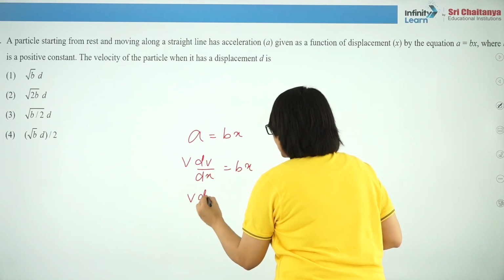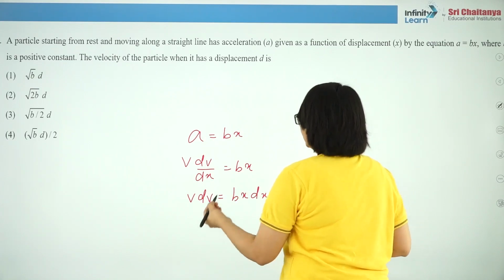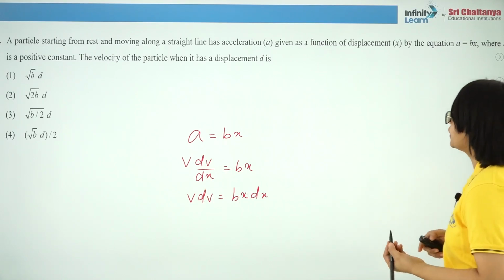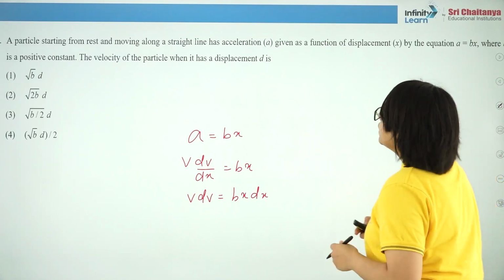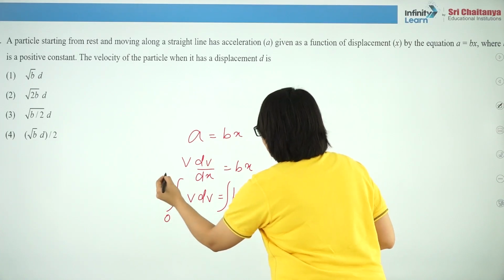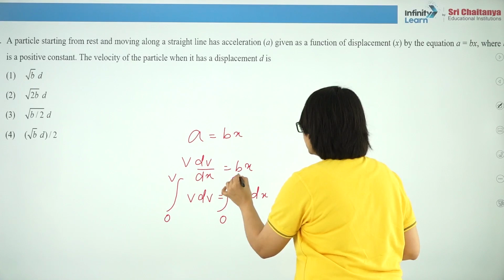So, you can say that v dv is equal to bx dx. Now, integrate this equation to get the value of velocity when its displacement is d. It is starting from rest, that means its initial velocity is 0. Let us say at a displacement d its velocity is v, initial displacement 0, final displacement is d.